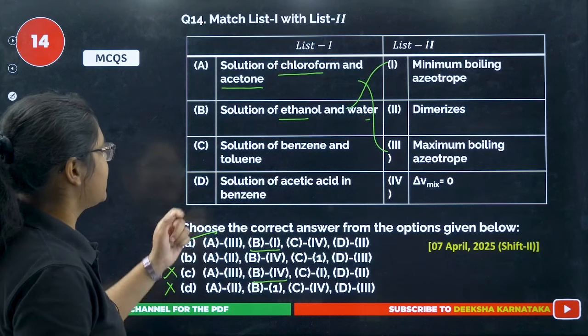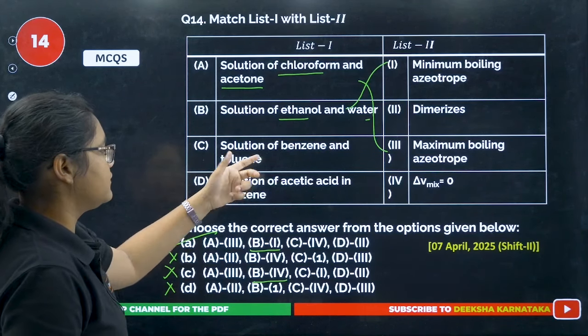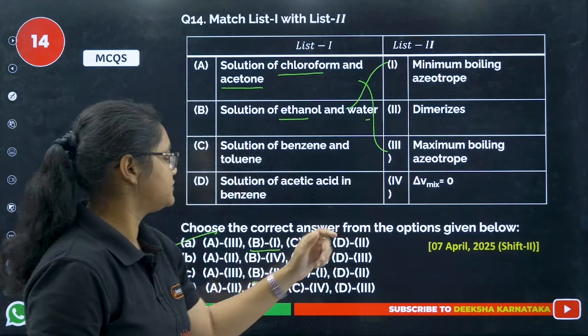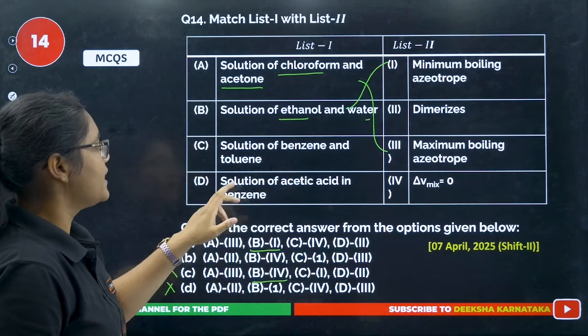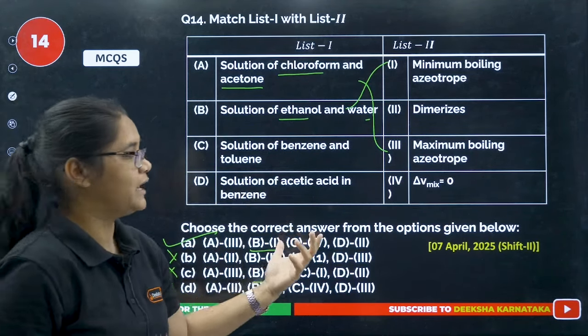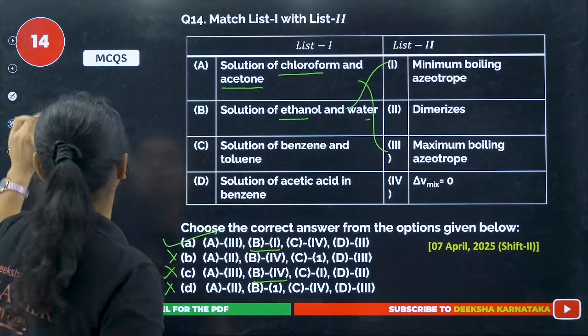Next you can check benzene and toluene. This is an ideal solution, so delta V mix will be 0. So C is equal to 4. Acetic acid in benzene undergoes dimerization. So D will be 2.